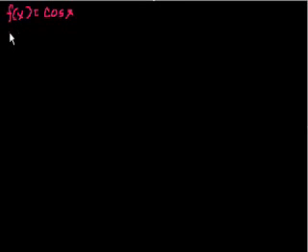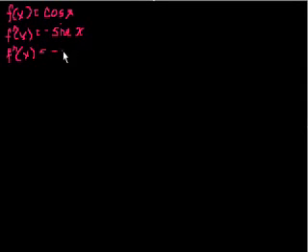Well, what's f prime of x? What's the first derivative of cosine of x? Well, that just equals minus sine of x. What's the second derivative? Well, that's just minus times the derivative of sine of x. So the derivative of sine of x is cosine of x. So it's minus cosine of x.